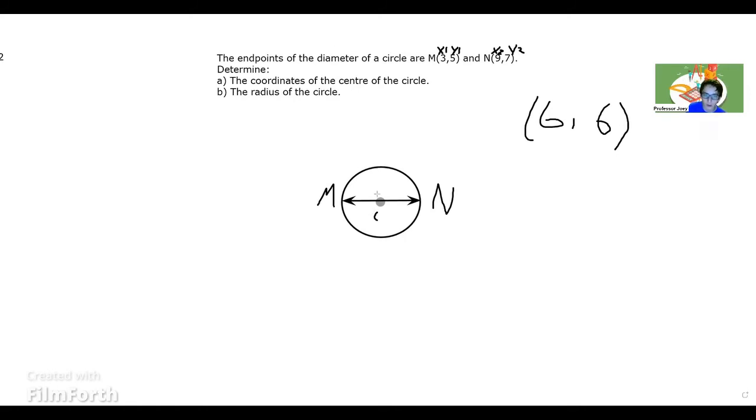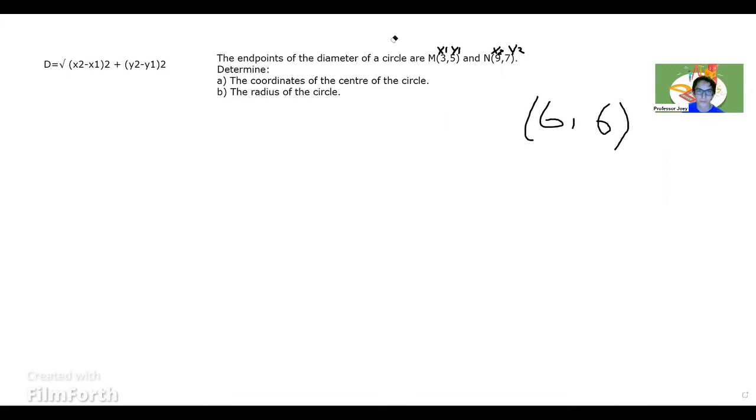Now we need to find the radius. The radius is also the half of the diameter. We would use the center point, which would be 6 and 6, and N, which would be 9 and 7, because we are showing 1/2 of the diameter. Now, what is the formula? The formula is distance equals square root of x2 minus x1 squared plus y2 minus y1 squared. That is the formula. So let's erase our example and let's do the question.